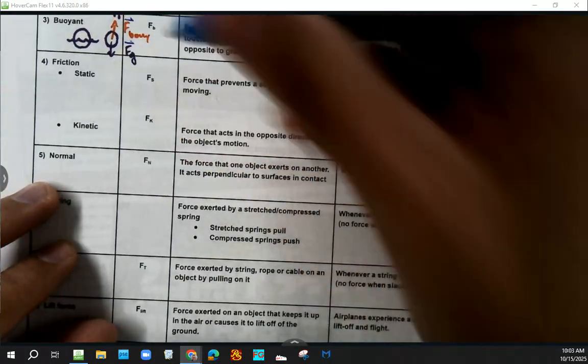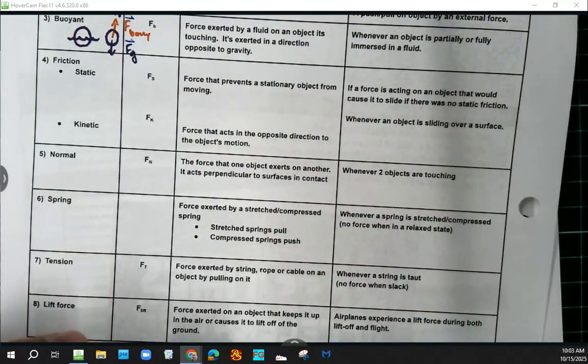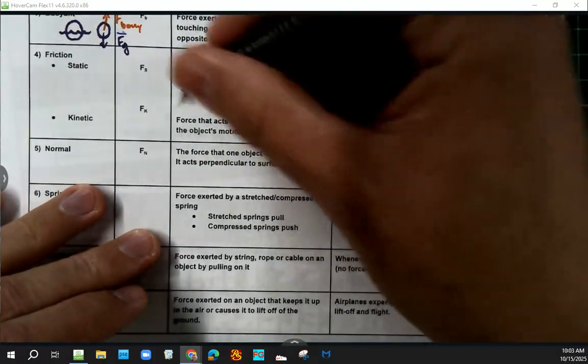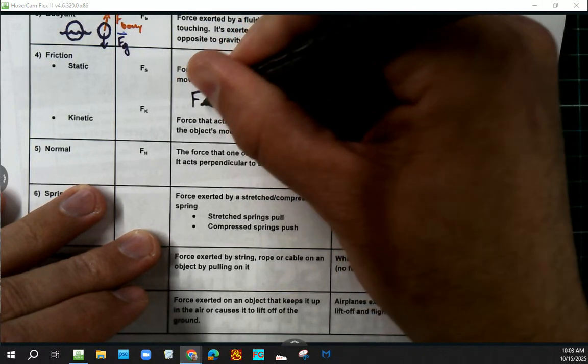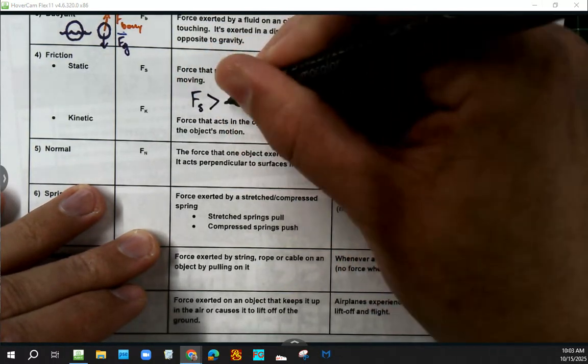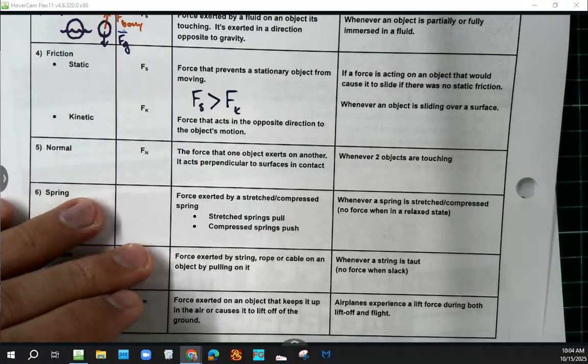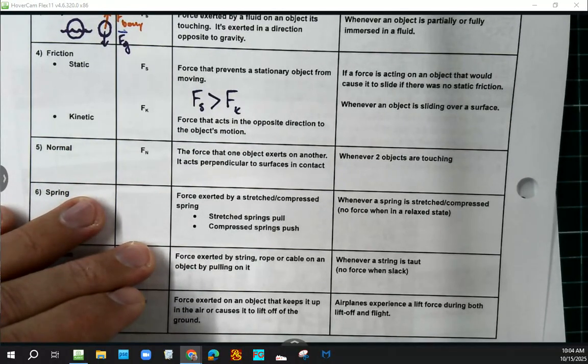Anyway, one thing I will say here without going into any more detail, because like I said, we're going to do a whole lesson on this, is that the static friction force, Fs, is always greater than the Fk value. Turns out the amount of force it takes to get something going is always greater than the amount of force it takes to keep it sliding.